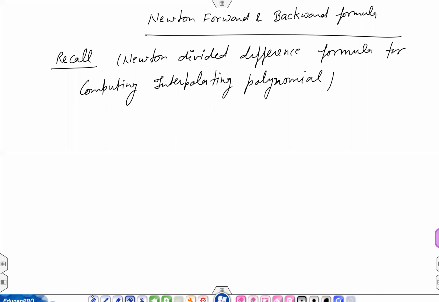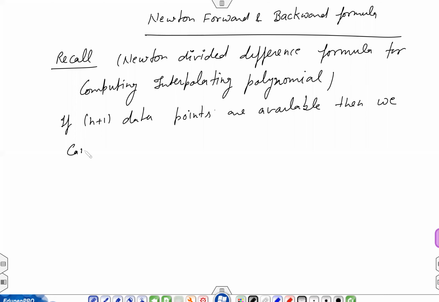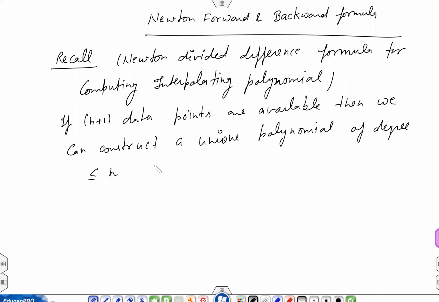Interpolating polynomial. If n plus 1 data points are available, then we can construct a unique polynomial, a polynomial of degree less than or equal to n, passing through n plus 1 data points. So different forms of the polynomial are possible.